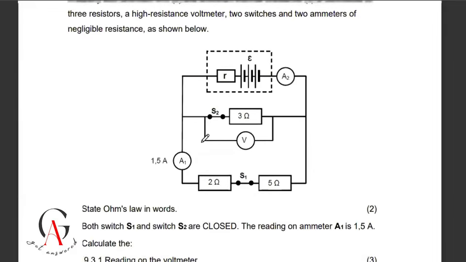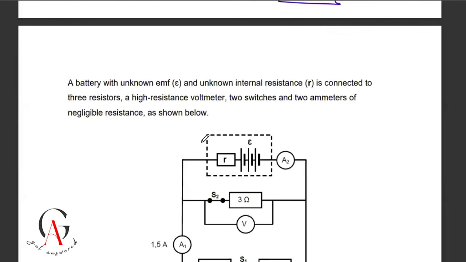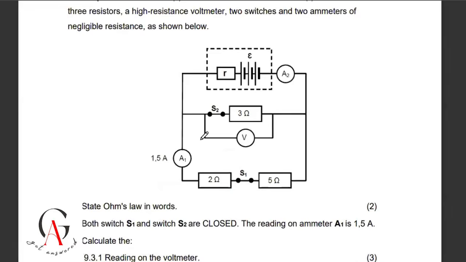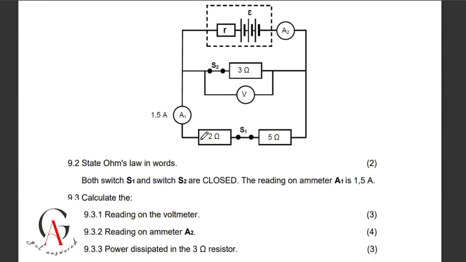Then a battery with some unknown EMF and an internal resistance are connected, as we can see. They want us to state Ohm's law in words. So we know that Ohm's law tells us that the potential difference across a conductor is directly proportional.